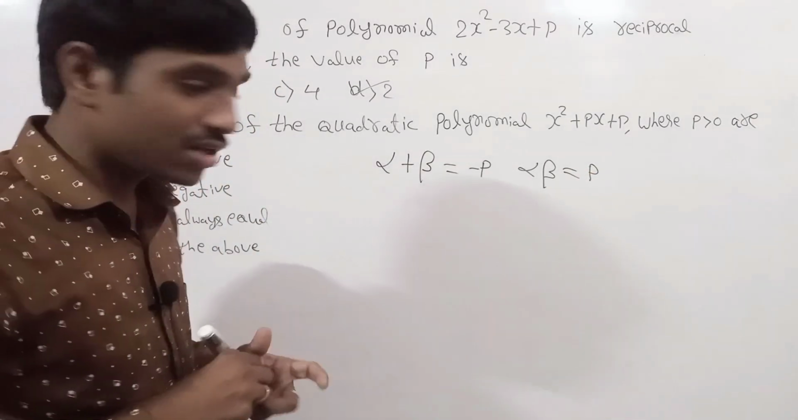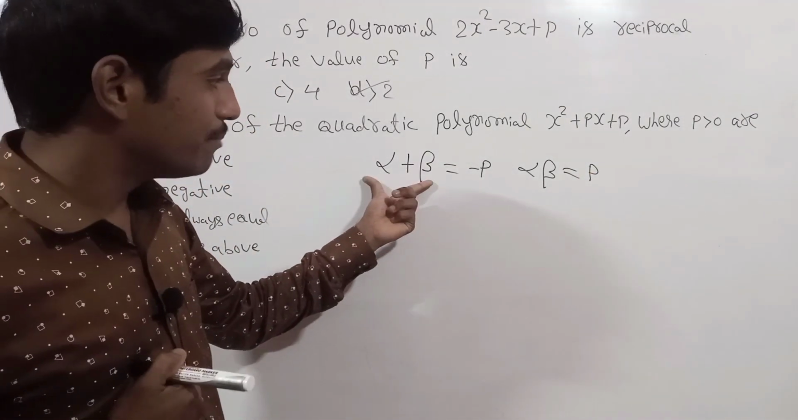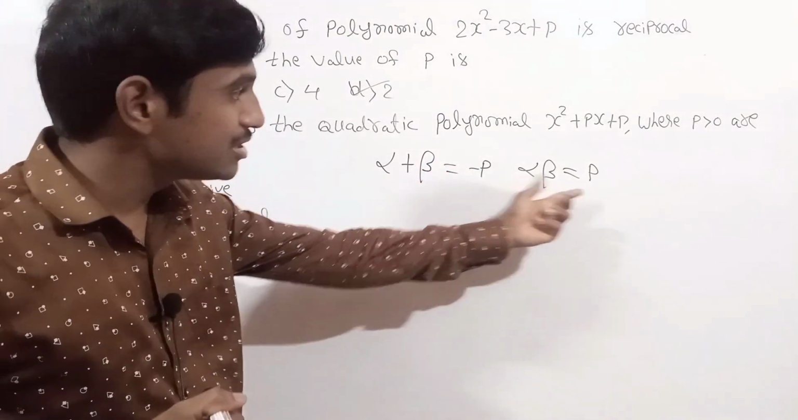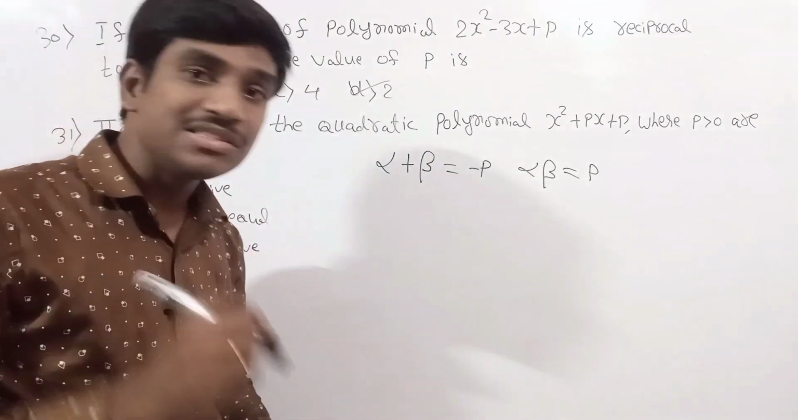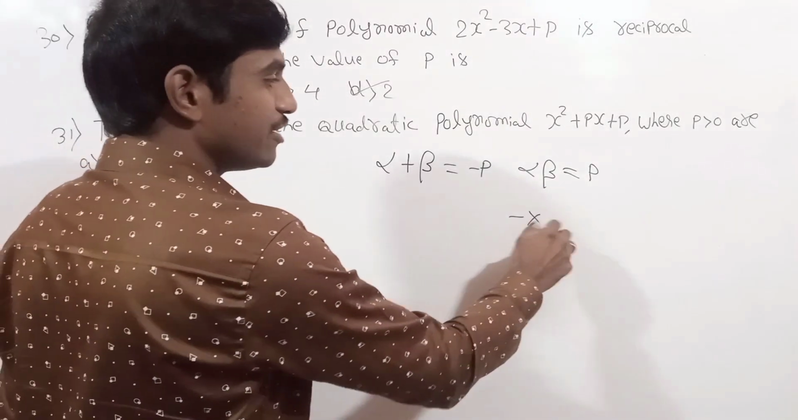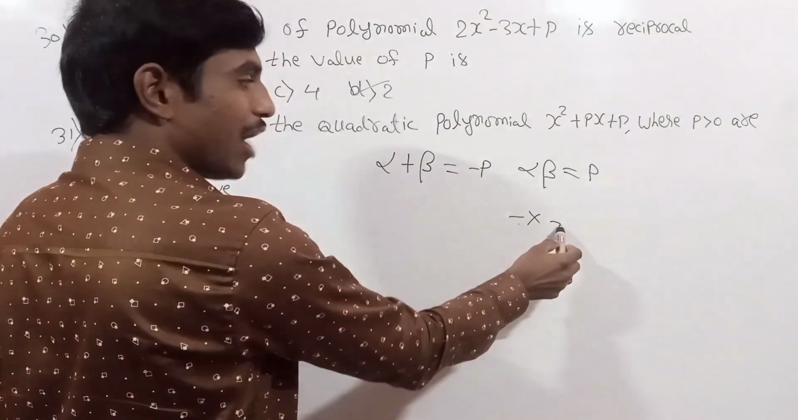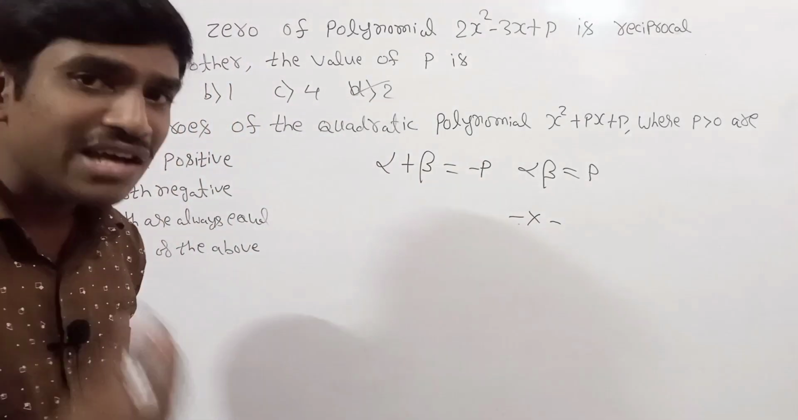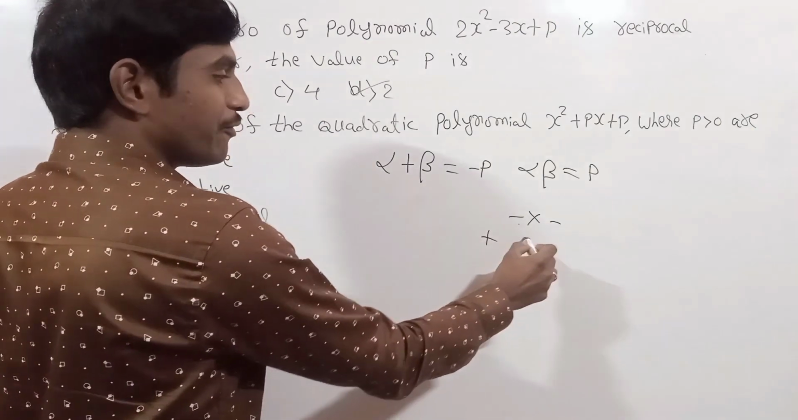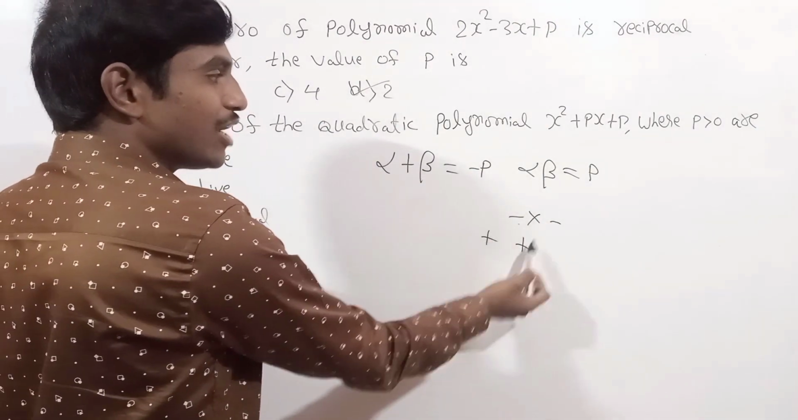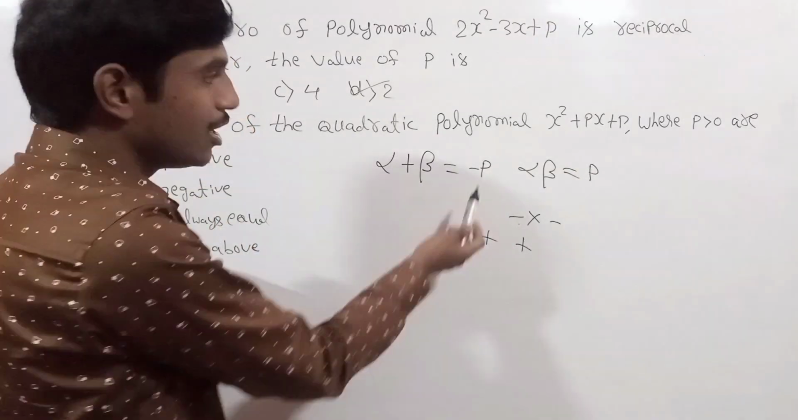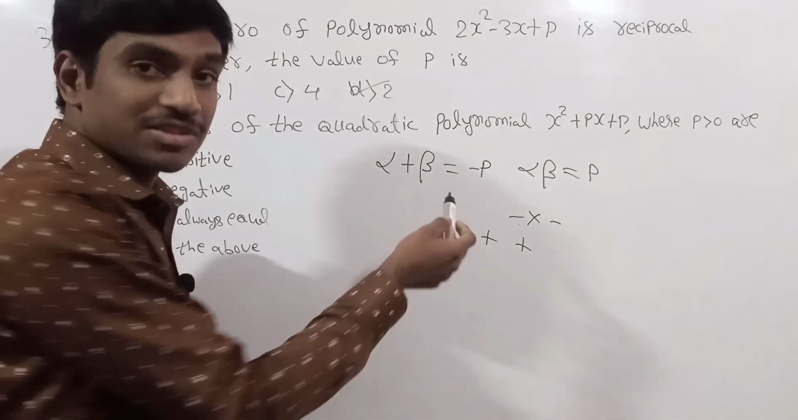Now if you observe carefully, when we add two numbers we are getting a negative number, and when we multiply those numbers we are getting a positive number. This happens only when both are negative, because negative into negative will be positive, and when you add them you will get minus. If you take any other possibility, this does not hold good. Let's check also. If both are positive, when you multiply you will get a positive number, this holds good. Whereas when you add both positive numbers you will get a positive number.